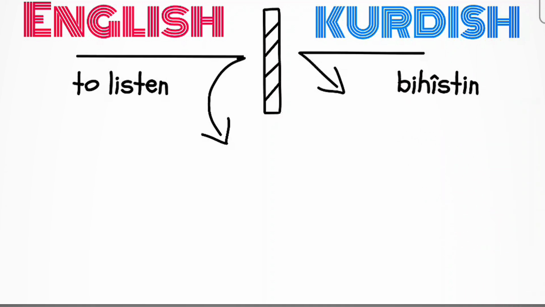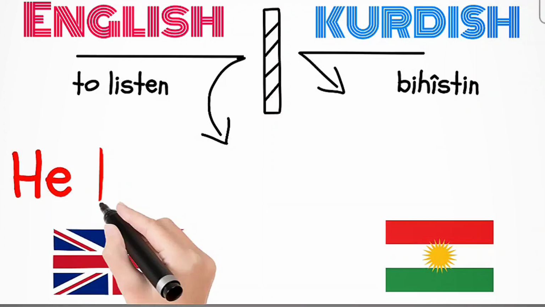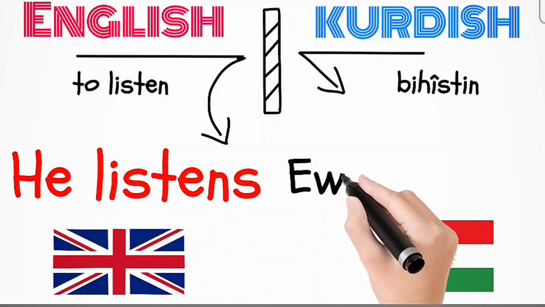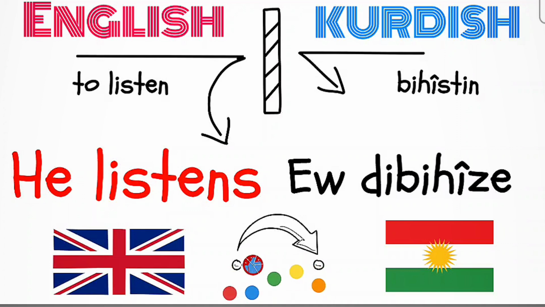In English, to listen. In Kurdish, bihistin. Bihistin. Göhdan. He listens. Ev dibize. Ev göhdide. To listen.